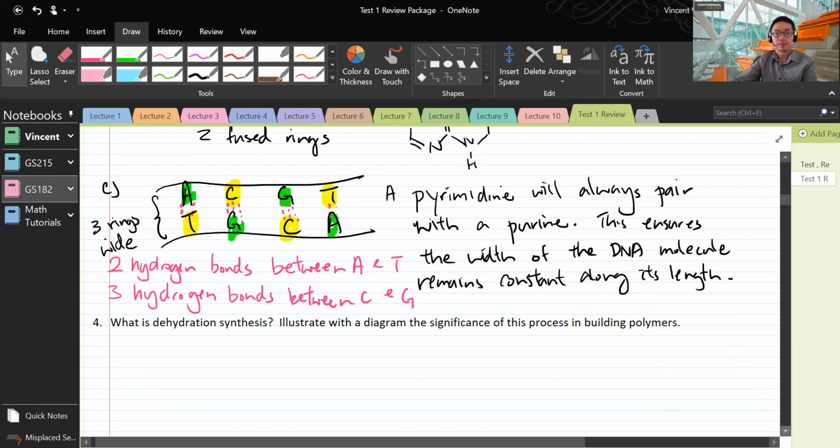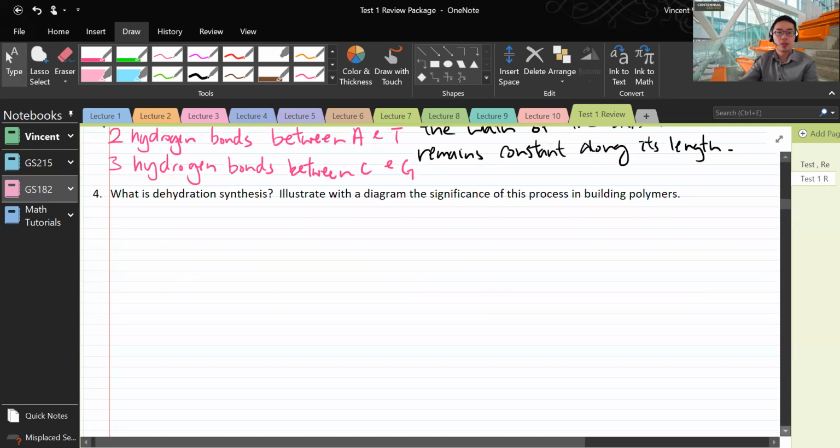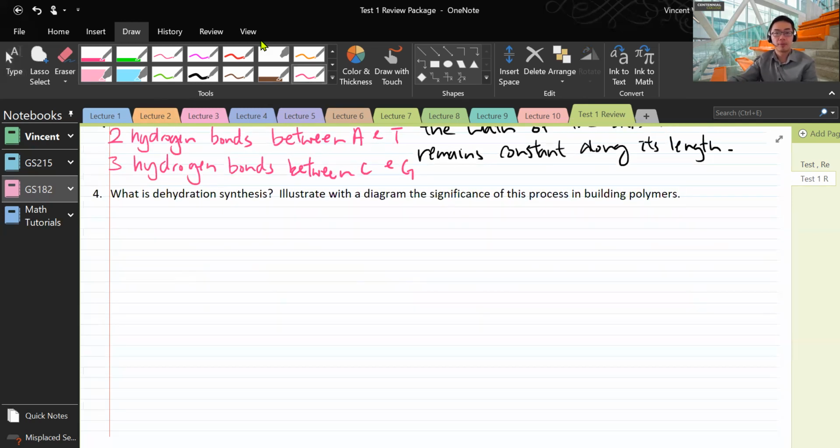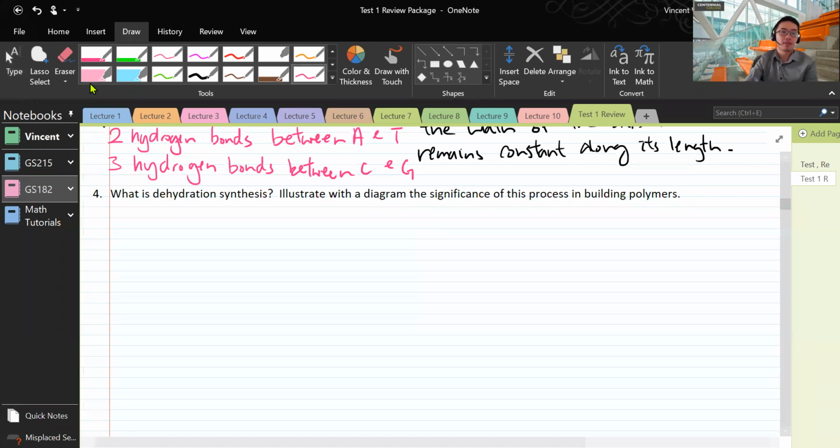No? All right. Number 4. What is dehydration synthesis? Illustrate with a diagram. Illustrate with a diagram the significance of this process in building polymer. Sorry, that doesn't exactly make sense. Illustrate with a diagram to show the significance, or something like that, is supposed to be.